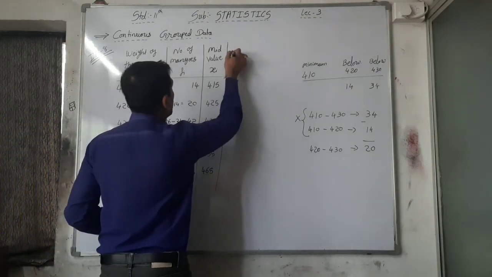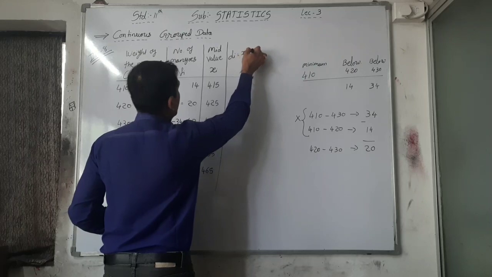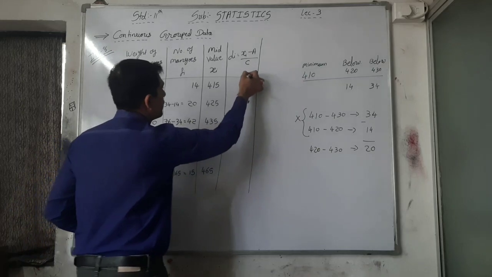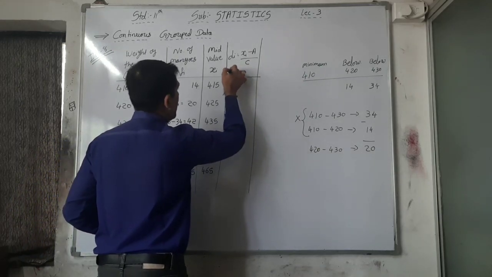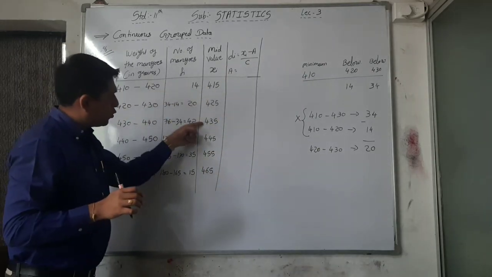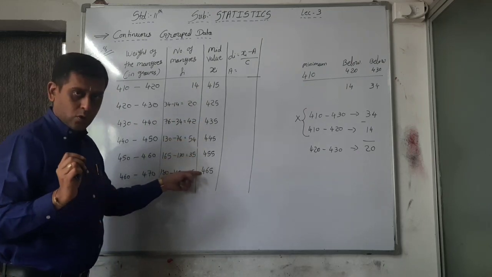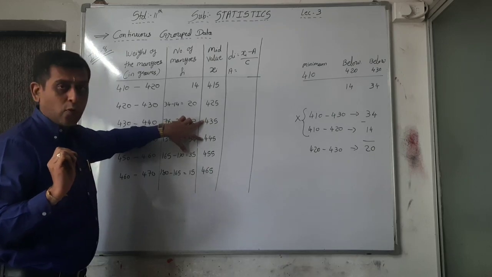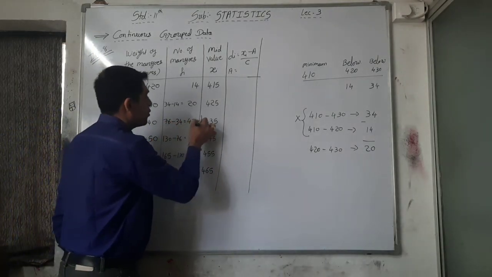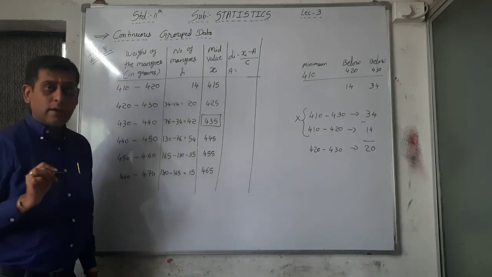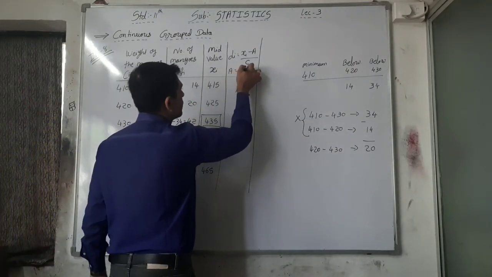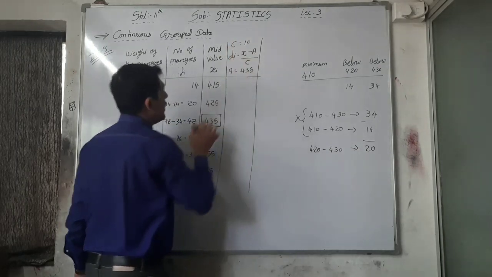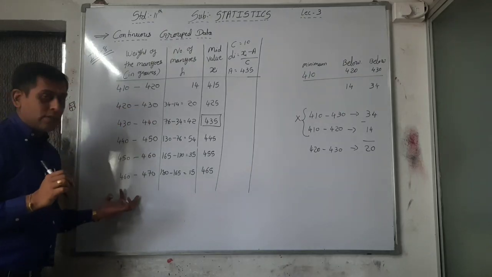Now di. What is your di? Xi minus a upon c. For that, what is your a? First of all, 1, 2, 3, 4, 5, 6. You can take any of these, 435 or 445. Here I am taking 435 as the assumed mean. Again, the class interval is the same, it is 10. The difference of these is your class interval.